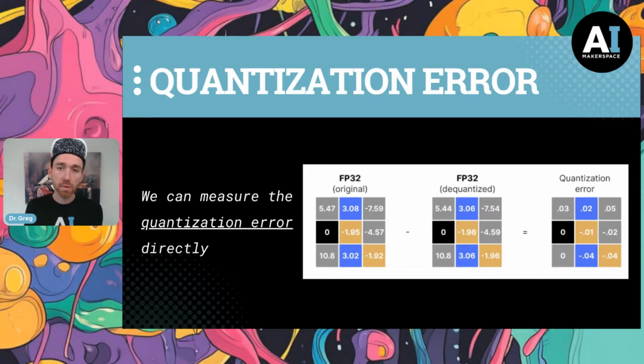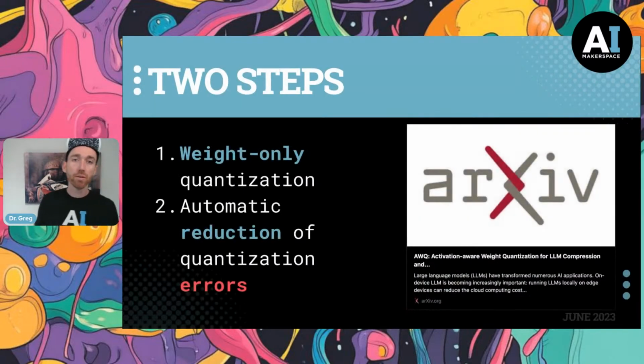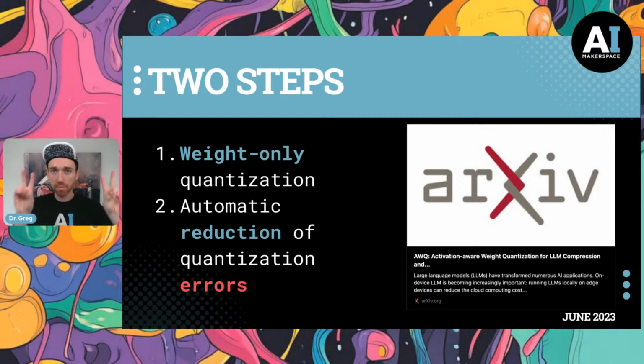So with all this in mind, let's recall AWQ that we covered last time. We said, okay, well, there's two steps. There's what's called weight-only quantization, and then there's the automatic, this magical reduction of quantization error. Quantization error, okay.